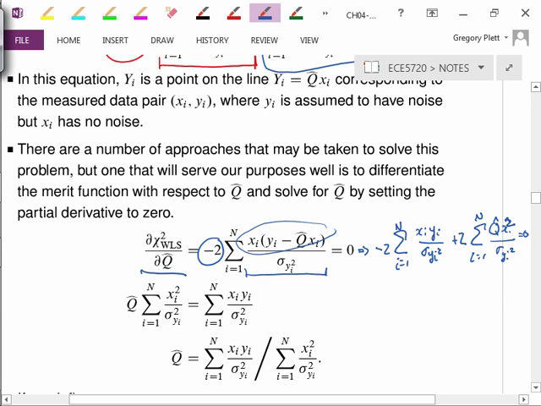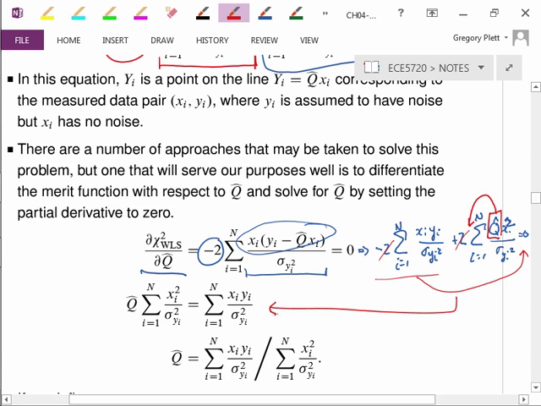So simply expanding this and writing it as 2 summations instead of 1, notice that Q multiplies everything in here, and Q is not a function of i, so it can come outside. And we can divide both sides of the equation by 2, and we can pull this over to that side of the equation, which gets rid of the minus sign, and all of that gives me this here. Q hat times the summation of the x squareds divided by sigma y squareds equals the summation of the product of xy divided by the sigma y squareds.